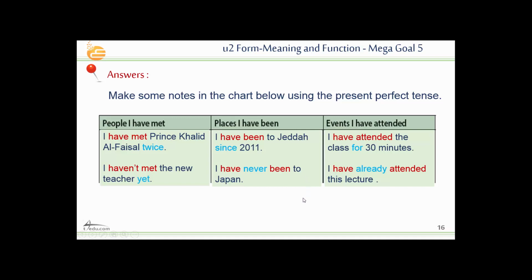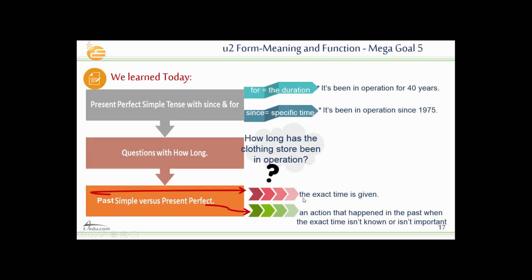Okay, so this is the end of our lesson. Let's end up with what we learned today. We learned today the present perfect simple tense with since and for. For is for the duration. For example, it's been in operation for 40 years. Since is for a specific time: it's been in operation since 1975. So, for is for duration, since is for the exact time or the beginning of the duration.